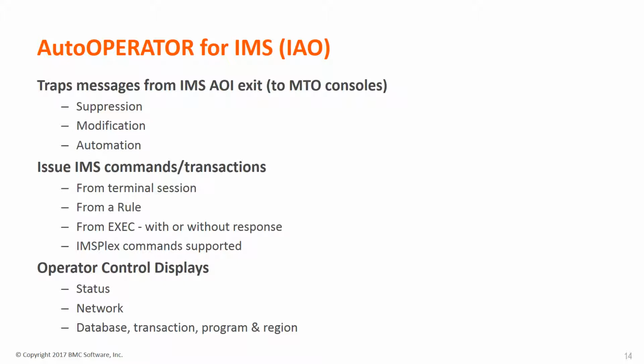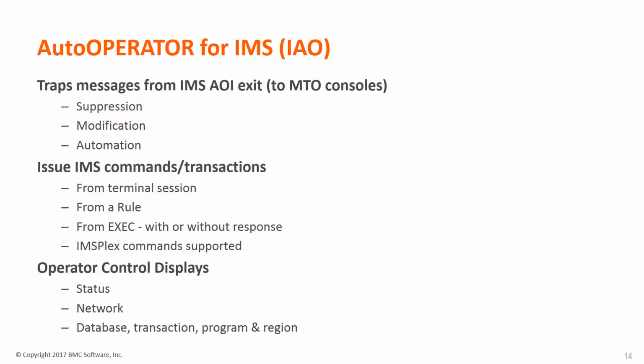AutoOperator for IMS gives you the ability to trap messages that are being sent to the IMS AOI exit. We can suppress those messages using AutoOperator, or we can modify them. Maybe we want to change the wording a little bit. And we can certainly automate based on the occurrence of those messages and take some further actions. With AutoOperator for IMS, you can issue IMS commands and transactions from your terminal session, from a rule, or from an exec, and we also support IMS Plex commands.